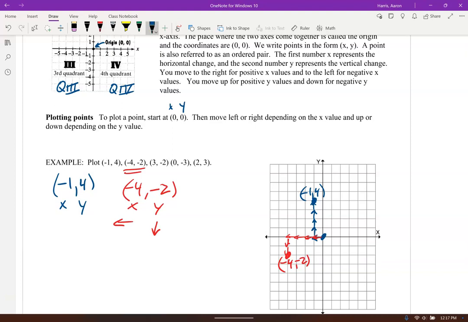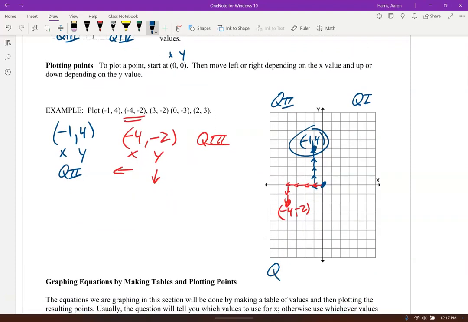We should name which quadrant those are in. -1, 4, this one up here, is in quadrant 2. The red one, -4, -2, is in quadrant 3. I remember it's quadrant 1, quadrant 2, quadrant 3 is down here, quadrant 4 is down here, bottom right.